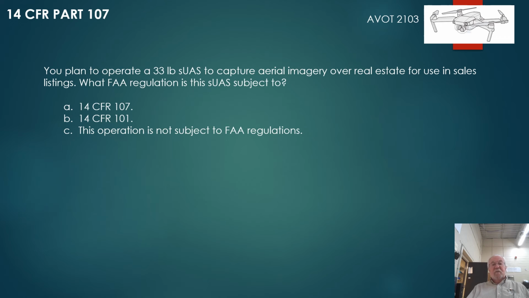You plan to operate a 33-pound UAS to capture aerial imagery over real estate for use in sales listings. What FAA regulation is this UAS subject to? C is obviously wrong. B, 14 CFR 101, that may be a regulation, but I'm not familiar with it. It's got to be A. All right.